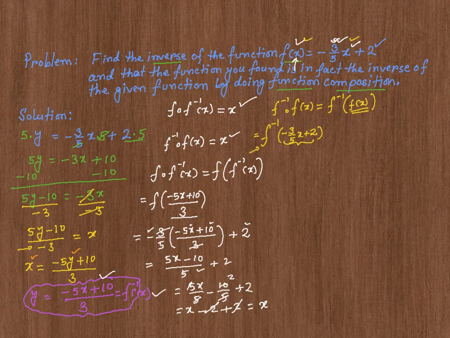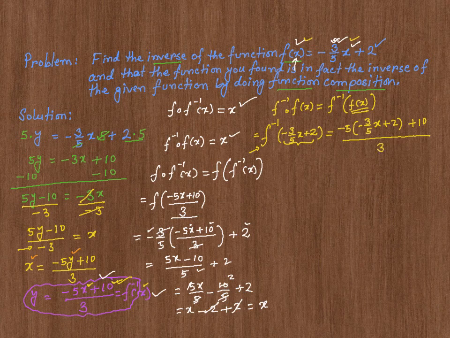Now I know what f inverse is. I have it right here, which is negative 5 times the input plus 10, divided by 3. It is going to do the exact same thing. Negative 5 times the input, which is negative 3 over 5x plus 2. Then with that it is going to add 10, which is this value, and divide the whole thing by 3.